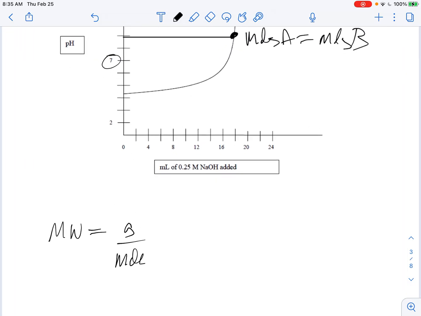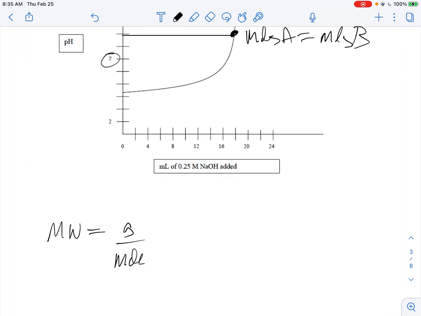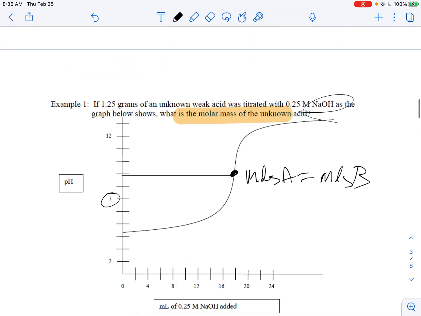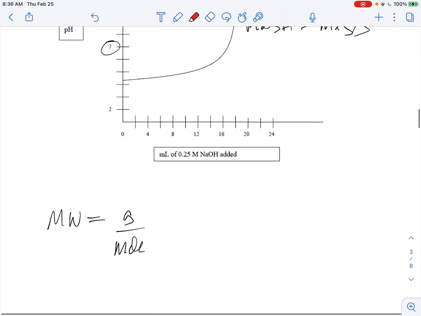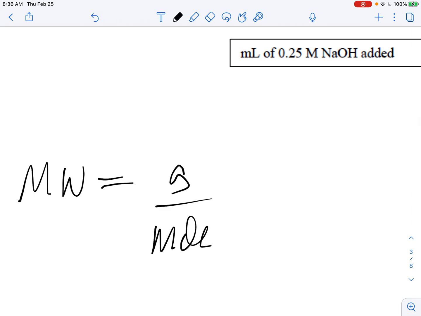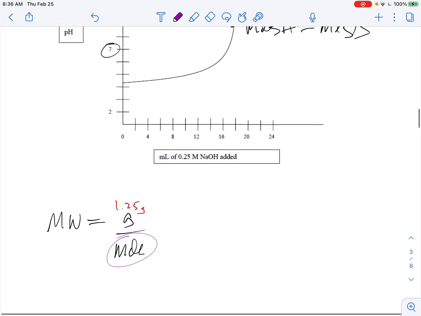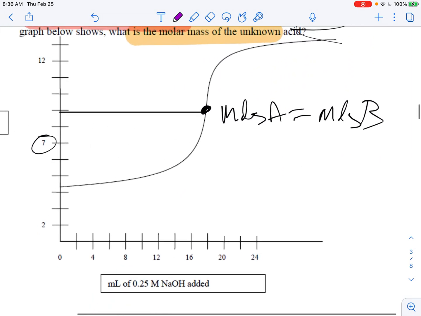Well, let's see. Do I know either of these pieces of information right now without any effort whatsoever? Well, yeah, check it out. They gave us in this problem 1.25 grams of the unknown weak acid. So I have the top number right now with no effort whatsoever. This is 1.25 grams. They gave that to me. If I knew the moles of the acid, I'd be done. Well, I don't know the moles of the acid, except that I do know the moles of the acid.